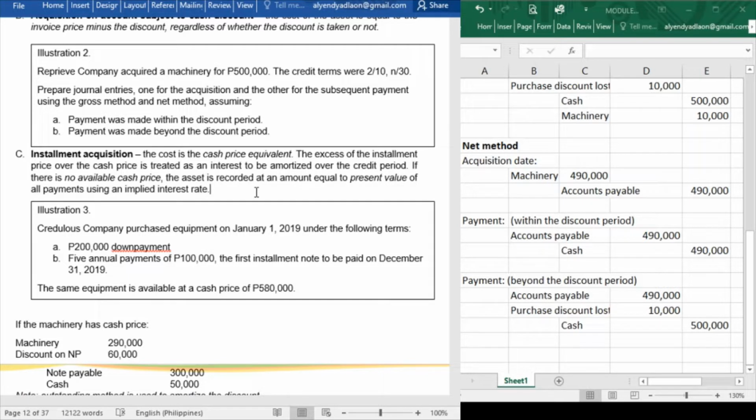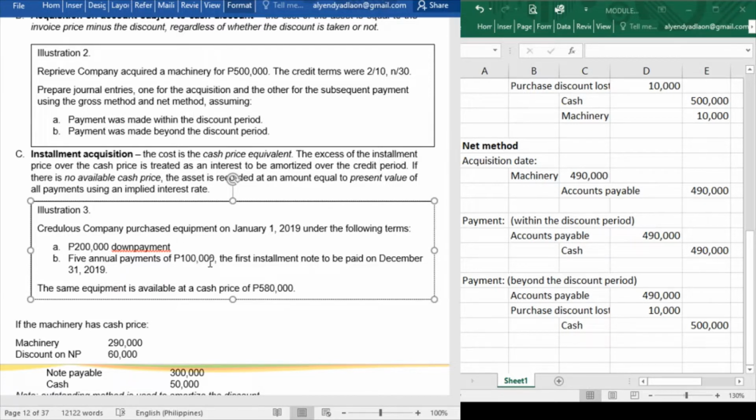Now, let us discuss illustration 3. Credulous Company purchased equipment on January 1, 2019 under the following terms. First, a 200,000 down payment and 5 annual payments of 100,000. The first installment note is to be paid on December 31, 2019. The same equipment is available at a cash price of 580,000. So as you can see, we have two here: the installment price and the cash price.